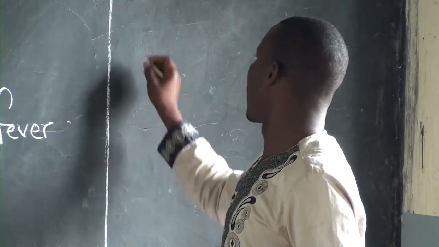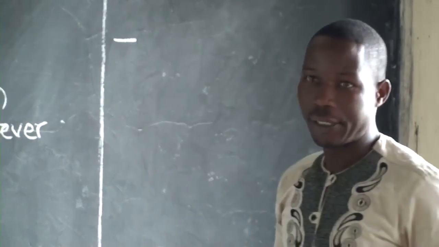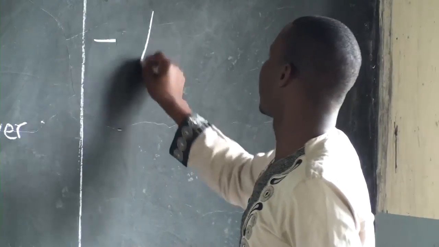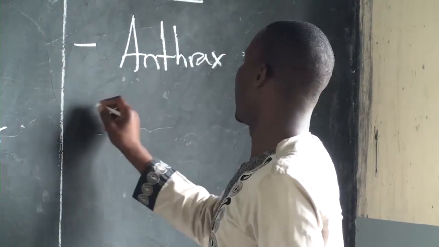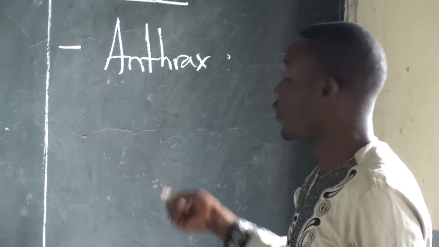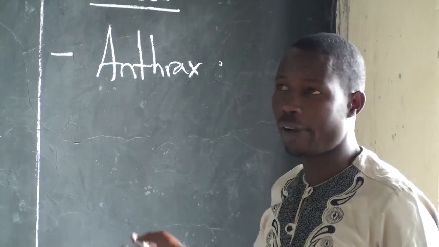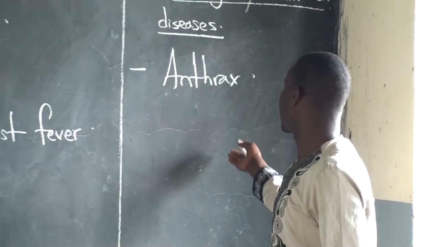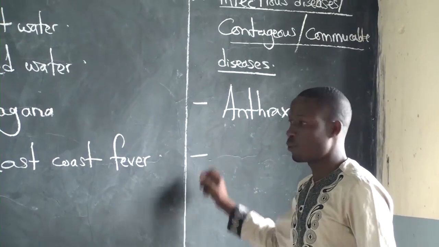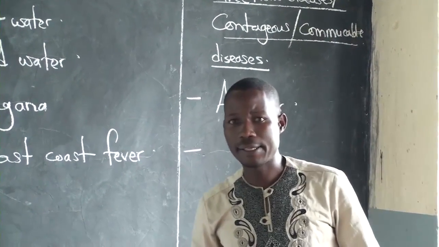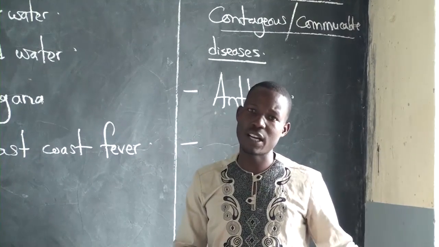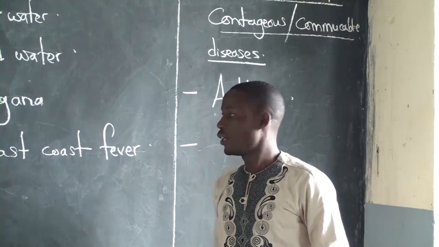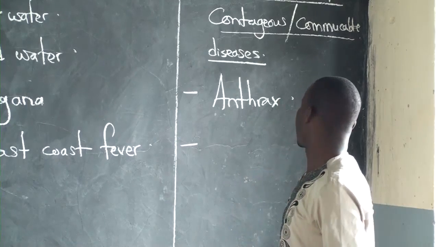We can now look at some of them here in animals. We can have anthrax. Anthrax is an infectious disease which is caused by bacteria. You'll find that in case animals feed together, the feeds can be contaminated, and then another one can also be infected. That's why we call it infectious.